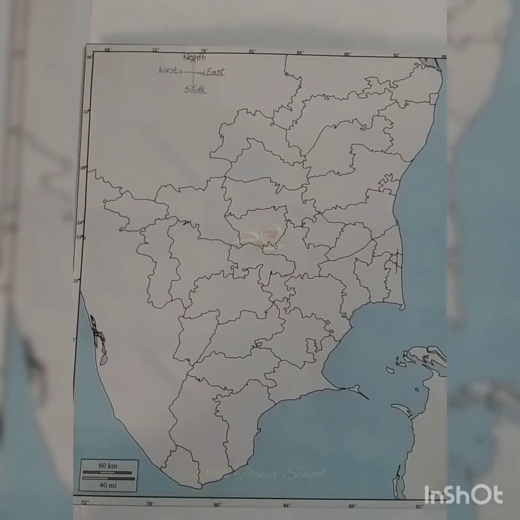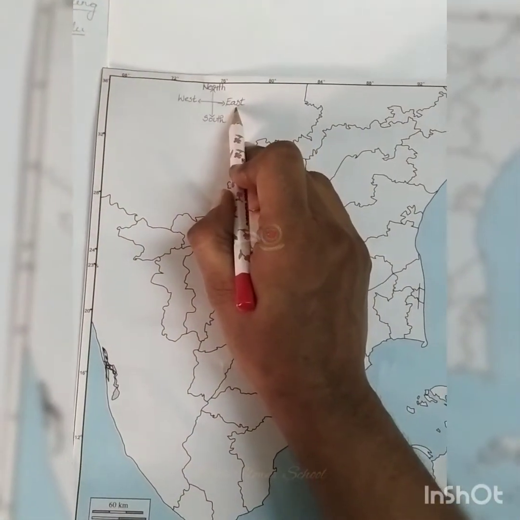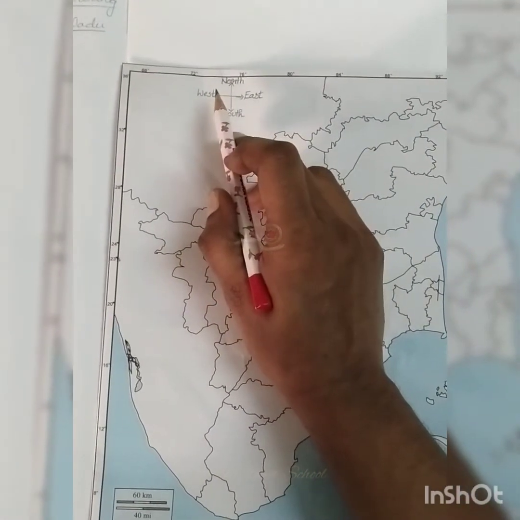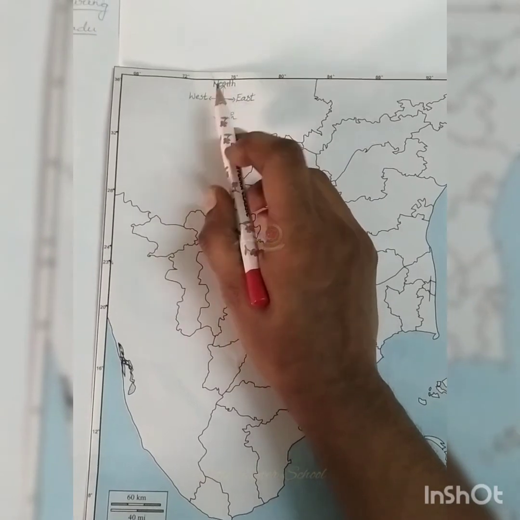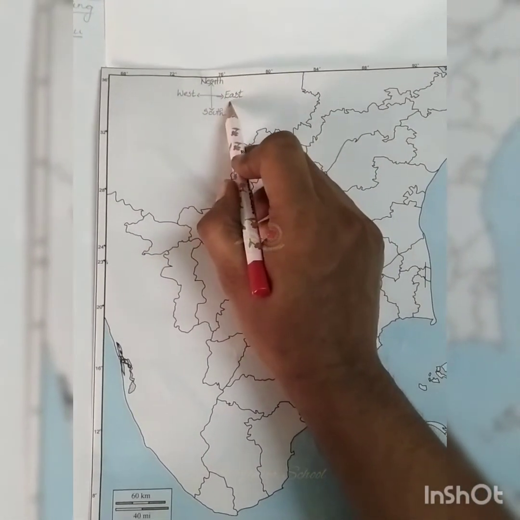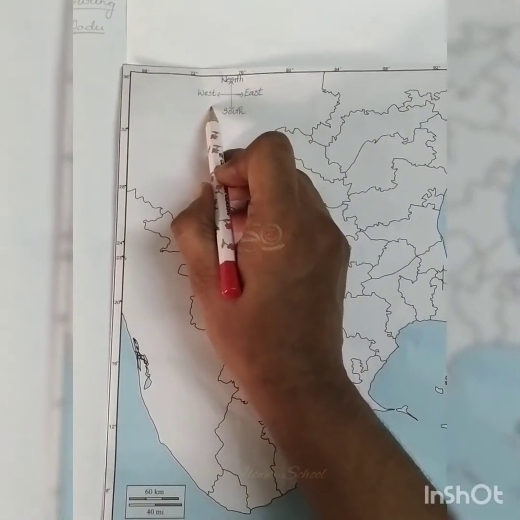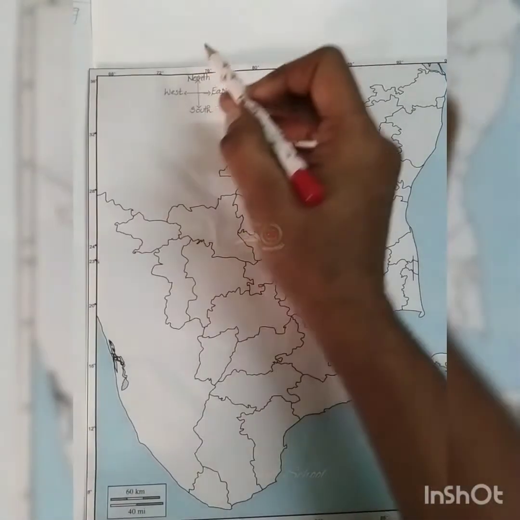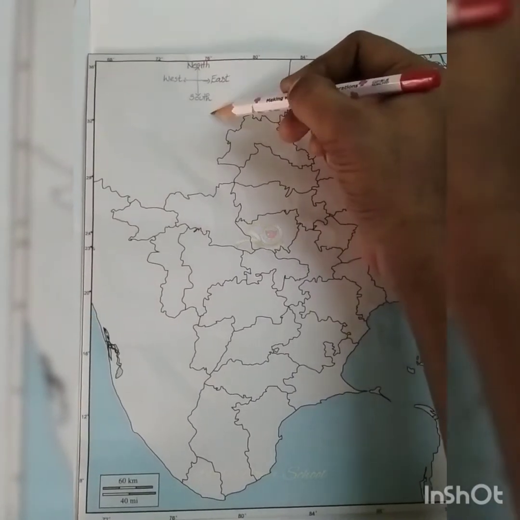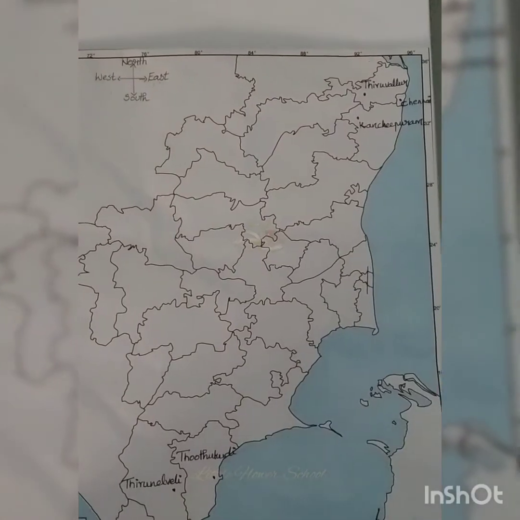They are east, west, north, south. See here, east on our right side. Opposite to east is west. West on our left side. And north on the top and south on the bottom. So on our right side we have to put east. On our left, very good, west. North on the topmost and south on the bottom. Mark this, children.